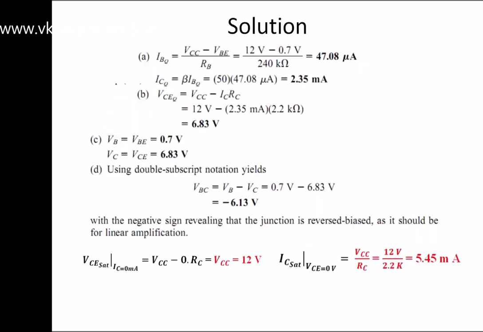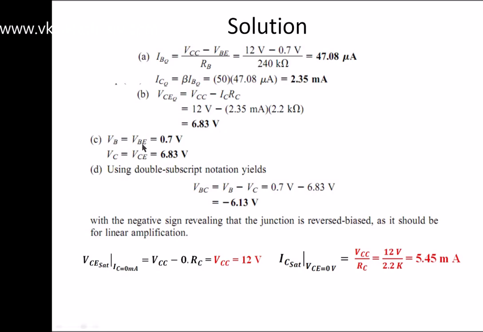So we use the generalized formula that base current is equal to VCC minus VB by RB. We solve for the IB current. Then IC is equal to beta times IB. So we solve for the ICQ current. Now VC is equal to VCC minus ICRC from the output loop. And we got 6.83 volt as our operating point voltage.